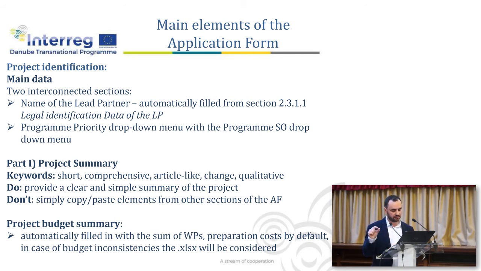The project budget summary, which is a small box at the beginning of the project, is basically the sum of the work packages. We have inserted preparation costs by default, so you can cover some of the expenses that you are having right now with preparing your projects. And in case there are some inconsistencies between the figures in the application form and the budget Excel table, then the budget Excel table is the one that is considered valid.